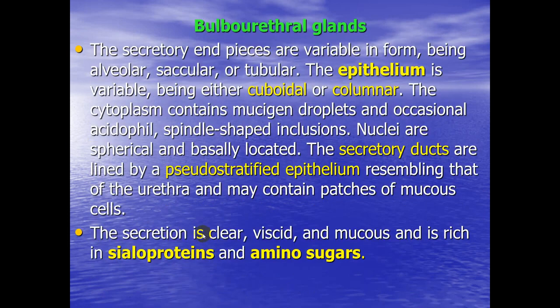And so the epithelium of these glands is also simple, consisting of cuboidal and columnar cells. Secretory ducts are lined by pseudostratified epithelium too. So the secretion is clear, viscid and mucus, and is rich in cellular proteins and amino sugars. The secret of the bulbourethral glands is also a component of the ejaculate.